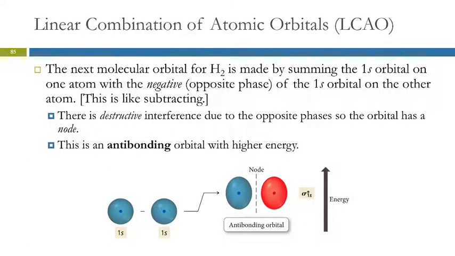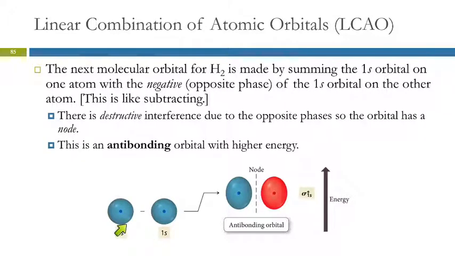The next molecular orbital is made by summing the 1s on one atom with the opposite phase of the 1s on the other atom. So this is the same as subtracting. When this happens, we get two different lobes, I guess, with a node in the middle.